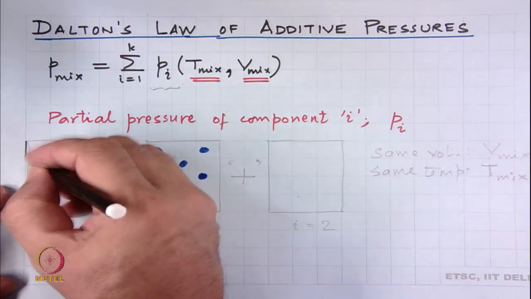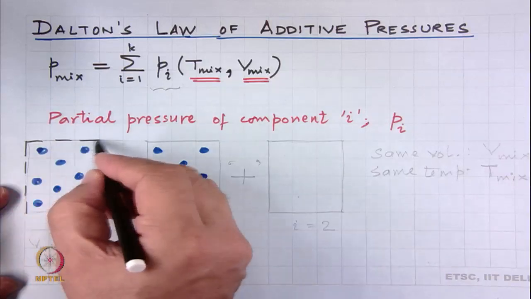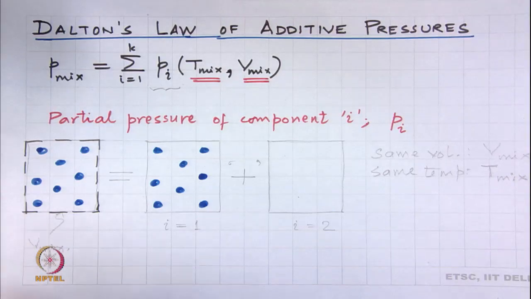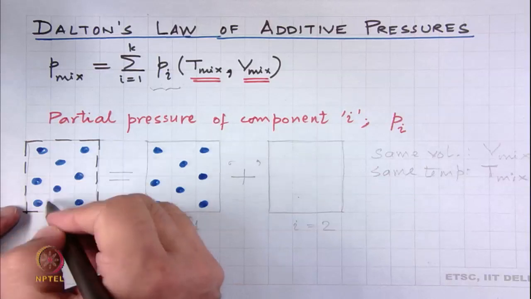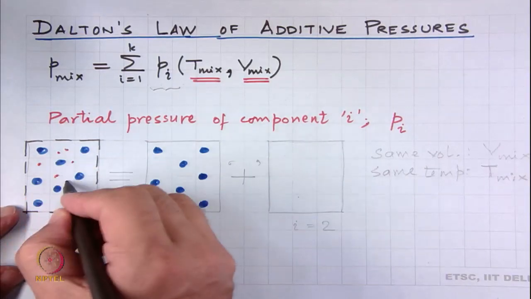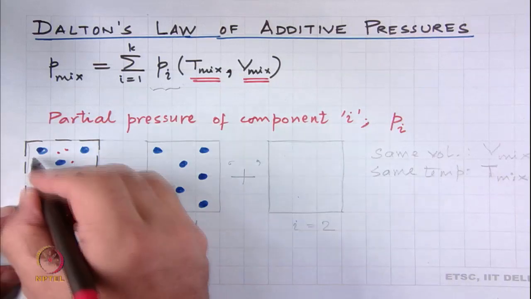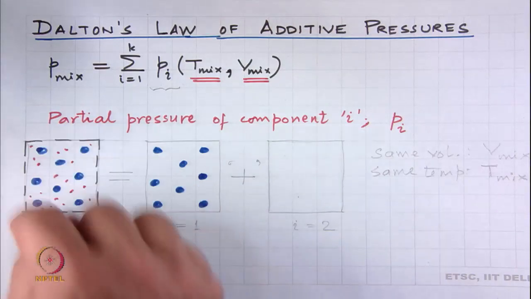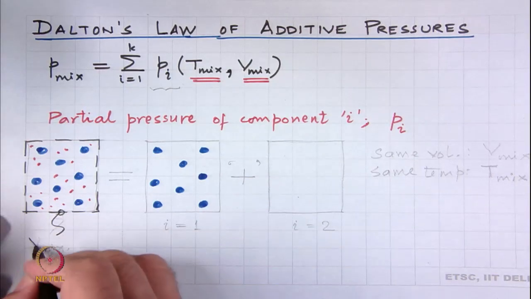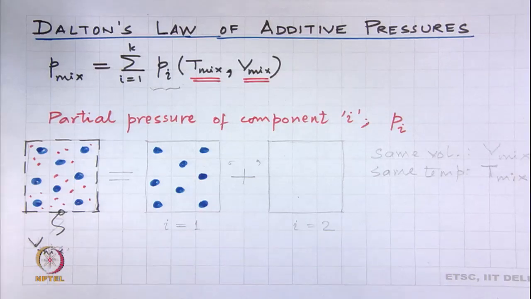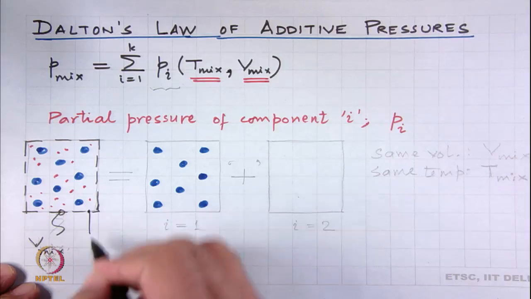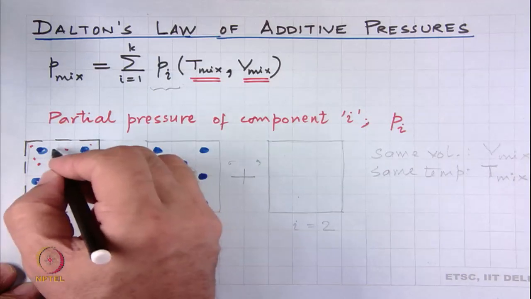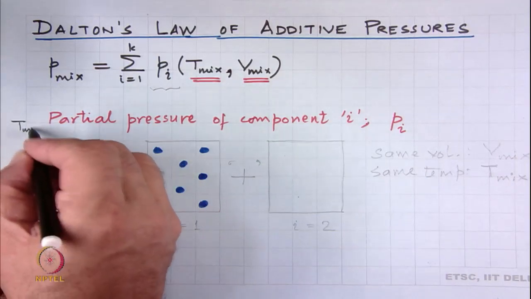So, here is what it means. If this is a system and here we have one species which is the blue dots and the second species which is the red dots, this system, its volume is V mix and the pressure that we would measure here is P mix, and the system is at a temperature of T mix.